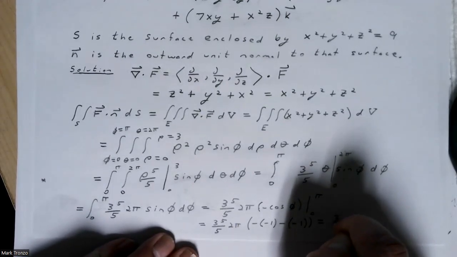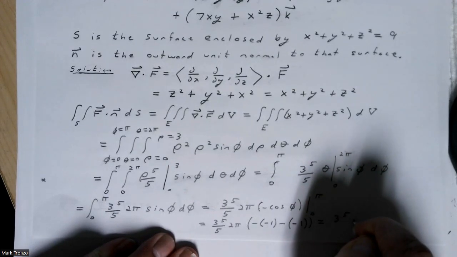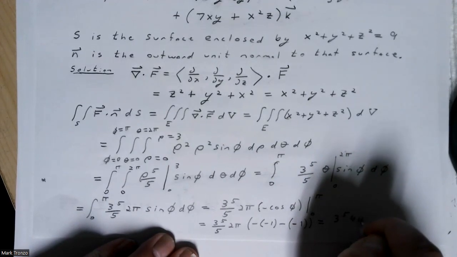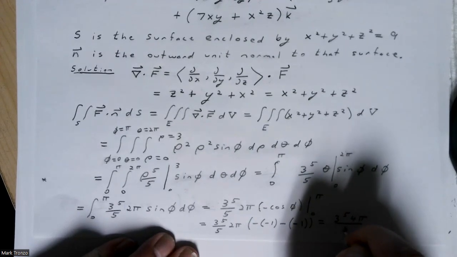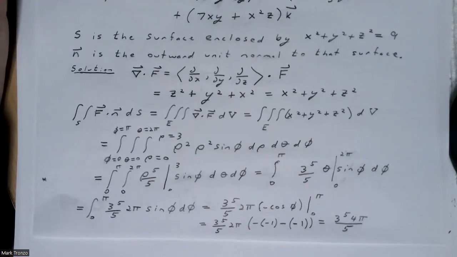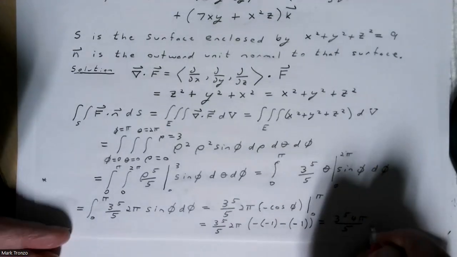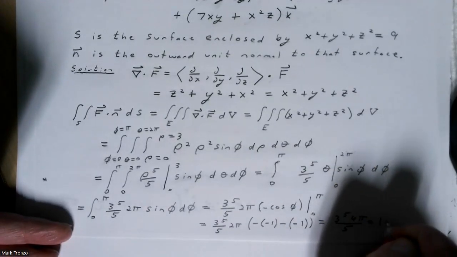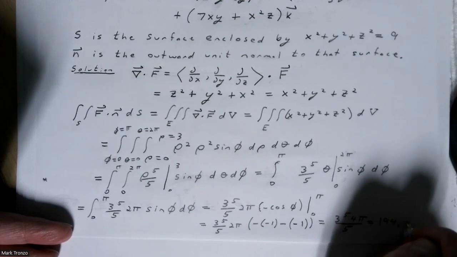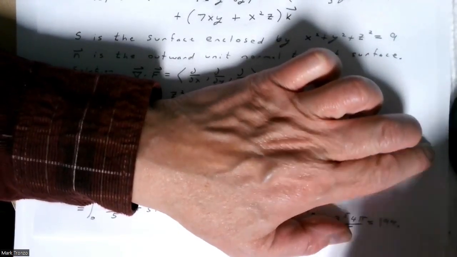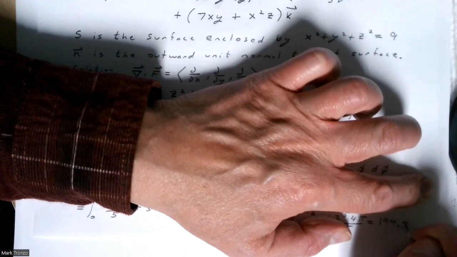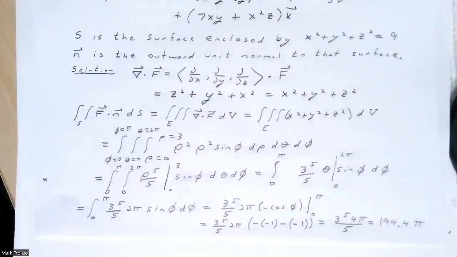So we'll end up with 3 to the 5th times 4 pi divided by 5. And then if you put this in your calculator, you get 194.4 pi.